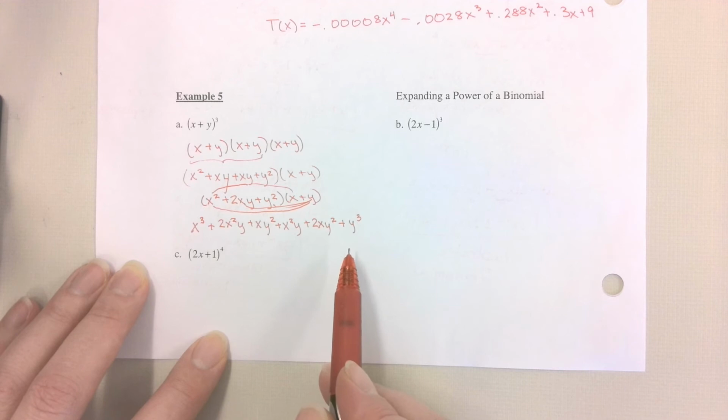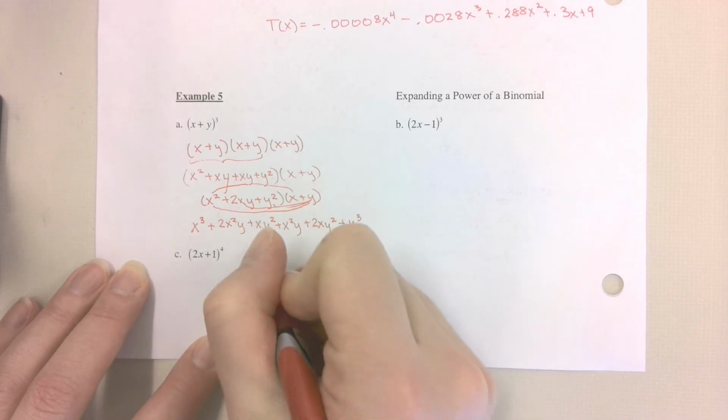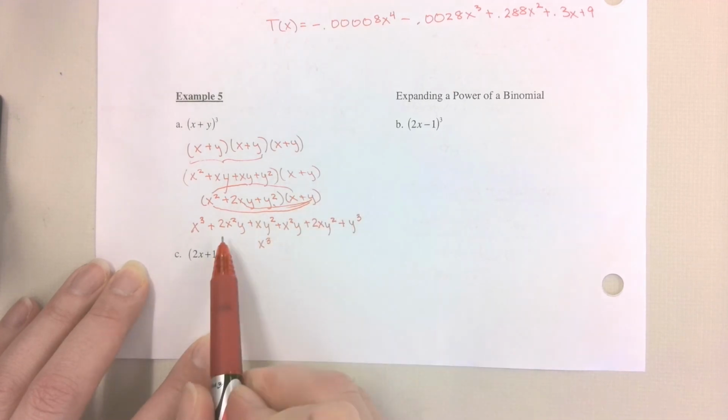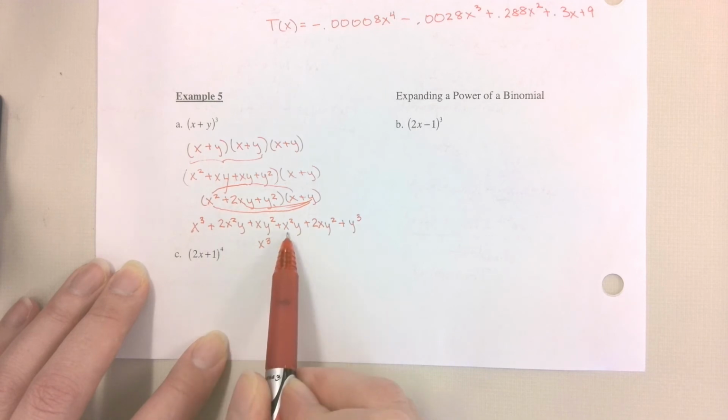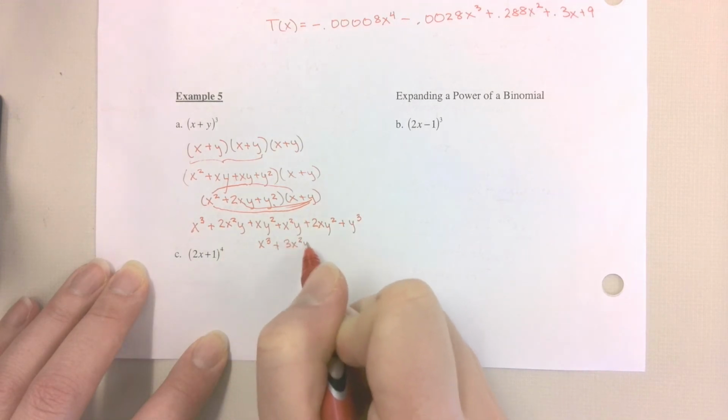I can only add them if they're like terms, meaning they have to be the same variables with the same powers. So I have x to the third. I'm going to keep that. And I have an x squared y here. So there's 2 of them, plus another 1 here. So I have 3x squared y.